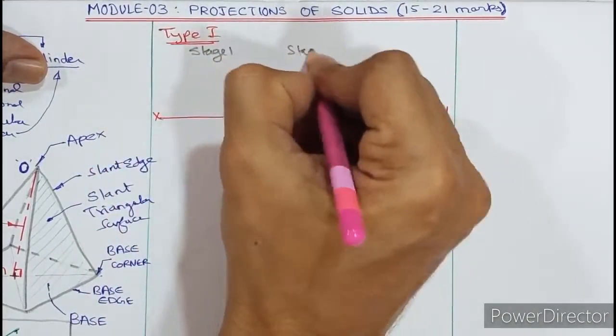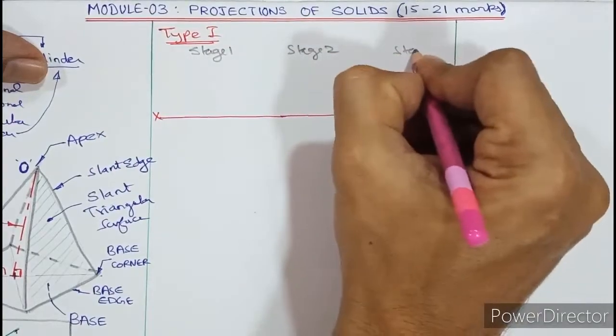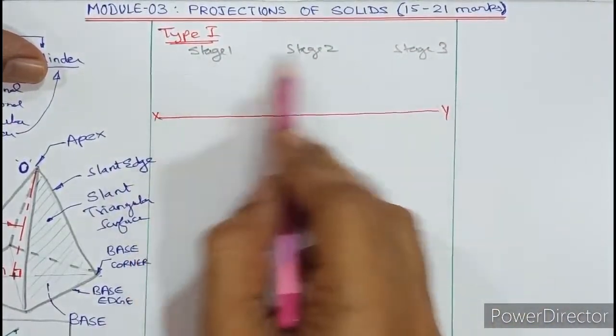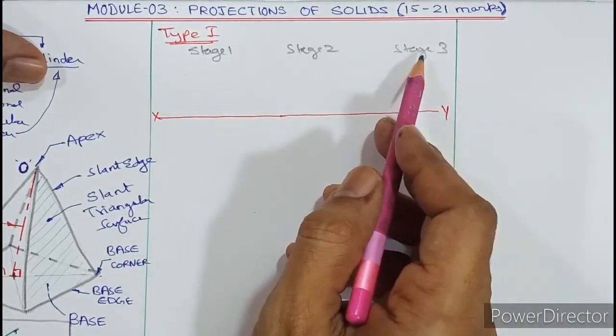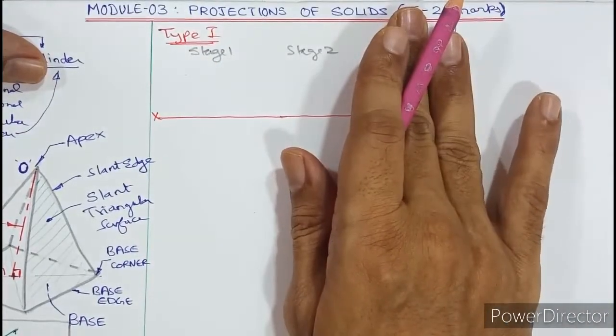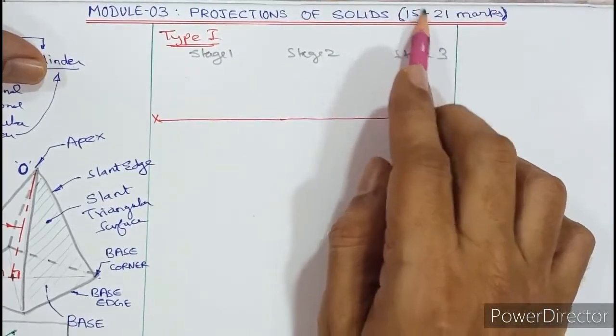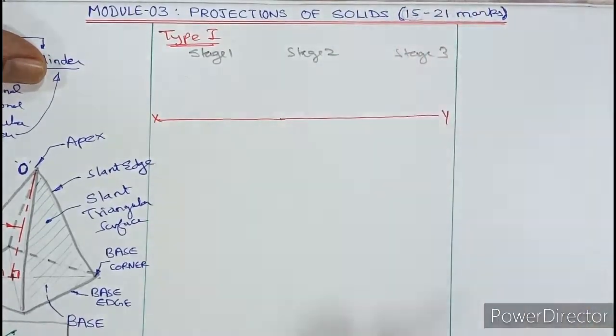stage 2, stage 3. So if a question is asked for 3 stages, it carries 15 marks. And if it is asked for only the first 2 stages, it will carry 6 marks. So that is why the question might be 15 marks, or 15 plus 6, 21 marks, it can be asked.